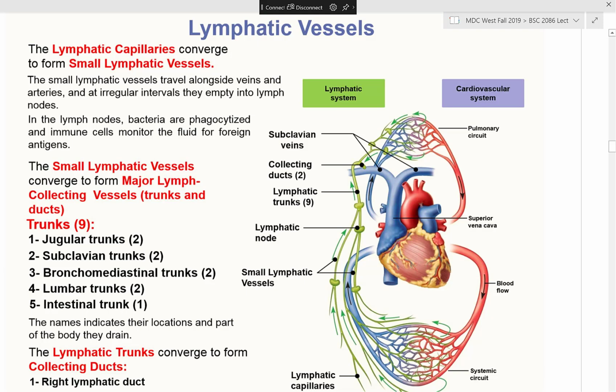Subclavian trunks means that they're going to be where? On your subclavian vein in this case, right? Bronchomediastinal trunks, that means they're going to be somewhere in your bronchioles, right? Somewhere in your lungs, close to your lungs. You're going to have two lumbar trunks, means they're going to be where? In the lumbar area. And then you have one intestinal trunk, means it's going to collect everything from your intestines. Clear enough?